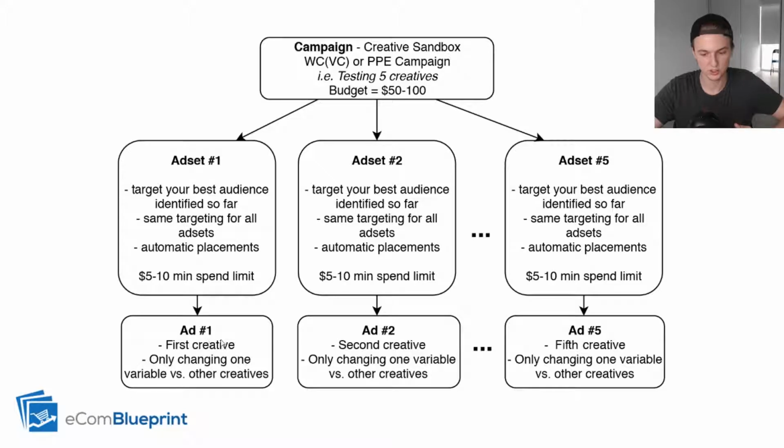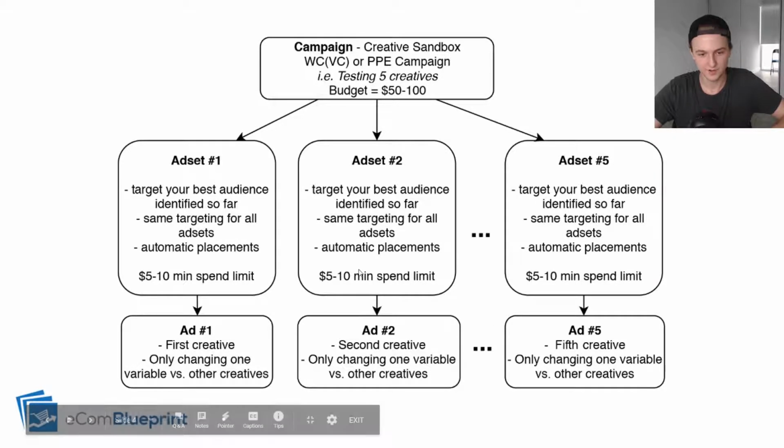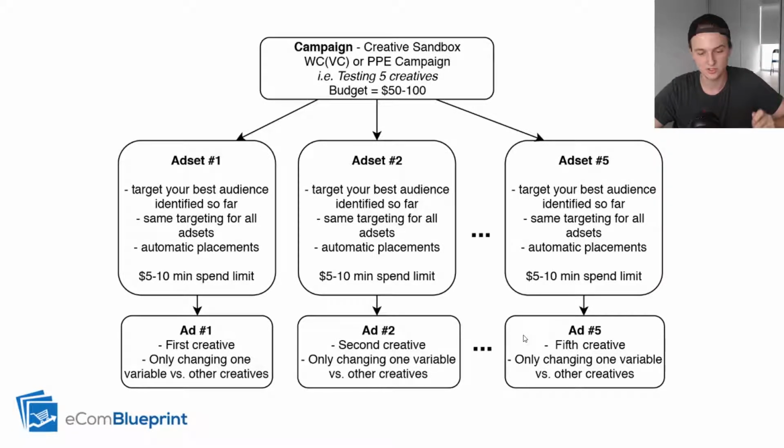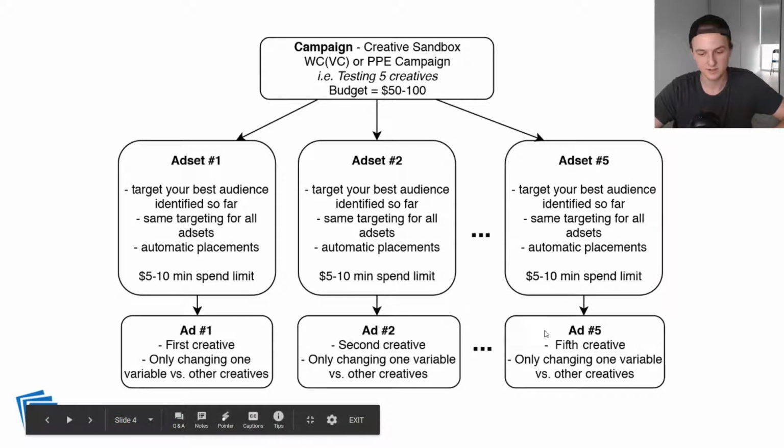And then for the actual ads, this is the only thing that varies. So all these ad sets are identical, and then the ads change, right? So first creative, second creative, third, fourth, and fifth creative. And you only want to change one variable versus the other creative. So you don't want to change the video here, then change the headline here, then change the thumbnail here. Otherwise, you won't know what actually caused the change. And so only change one variable at a time, and then set it up like this, and then you're good to go.